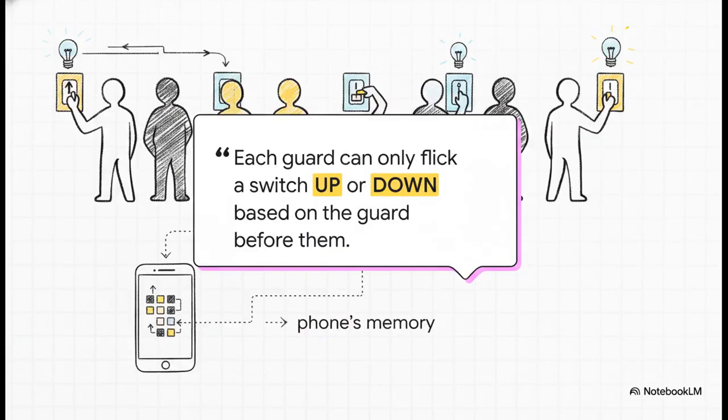Let's really emphasize this direct rule here. Each guard can only flick a light switch up or down, a 1 or a 0, based entirely on what the guard right before them did. It is absolute strict obedience. Although, honestly, you kind of have to feel a little bad for these metaphorical guards. I mean, imagine your entire job description is just staring at the back of your coworker's head all day long, waiting to see if they move their hand so you can finally move yours. Talk about exhausting. But it's exactly this unwavering consistency that makes your phone's memory so incredibly reliable.